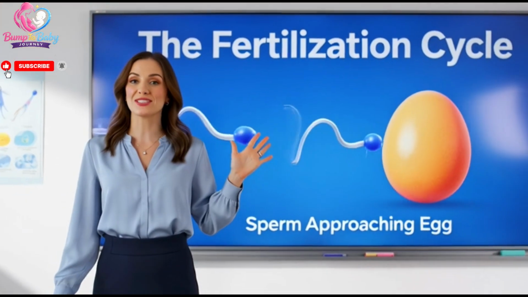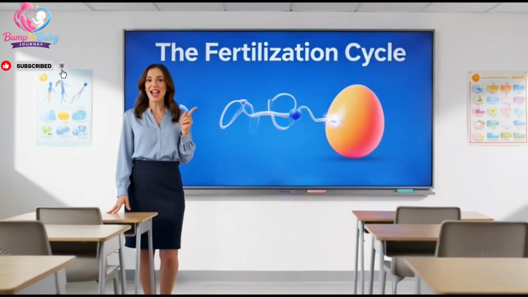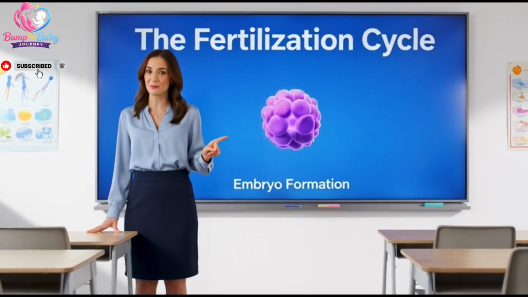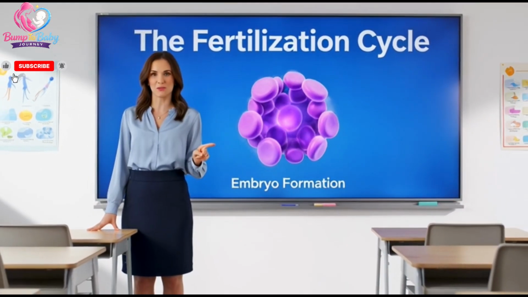Let's review the fertilization cycle. One sperm fertilizes the egg, triggering cell division. This forms the embryo, which will keep developing. This cycle is the start of human development.